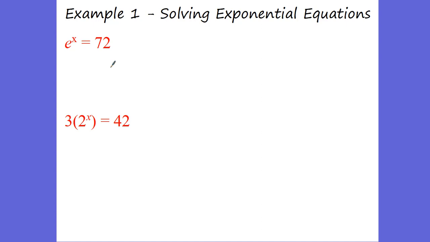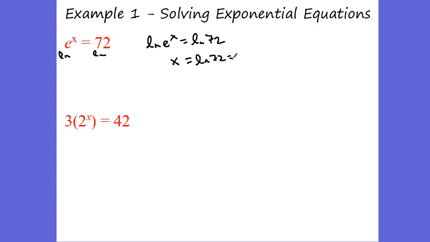So here we're going to solve an exponential equation. If e to the x is equal to 72, how do we get e out of there? We have to do natural log to both sides. So we have natural log of e to the x equals natural log of 72, not 75, 72. And so natural log of e cancels out, so x is equal to natural log of 72.